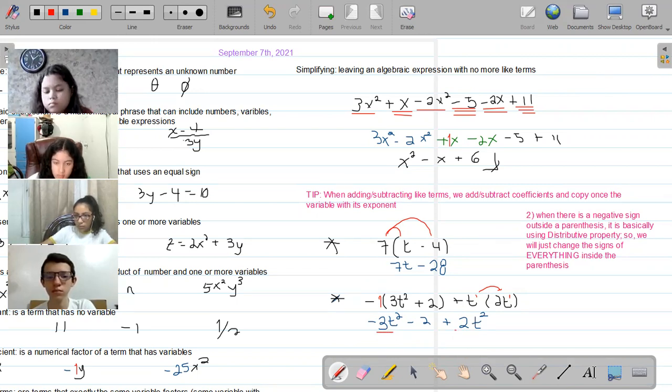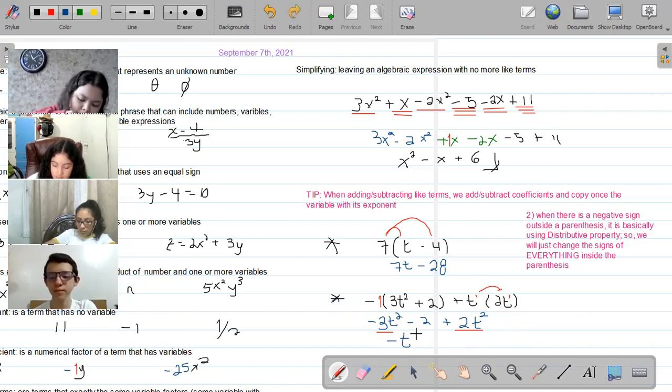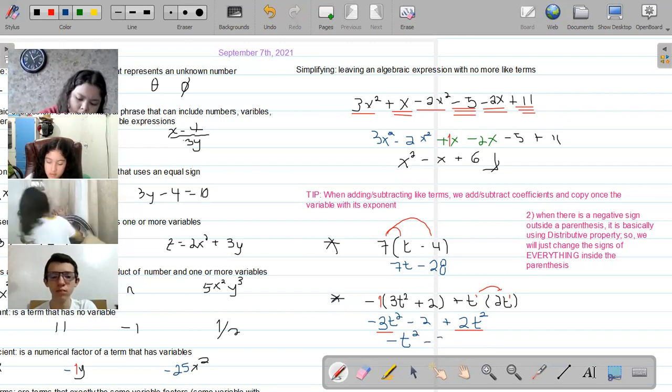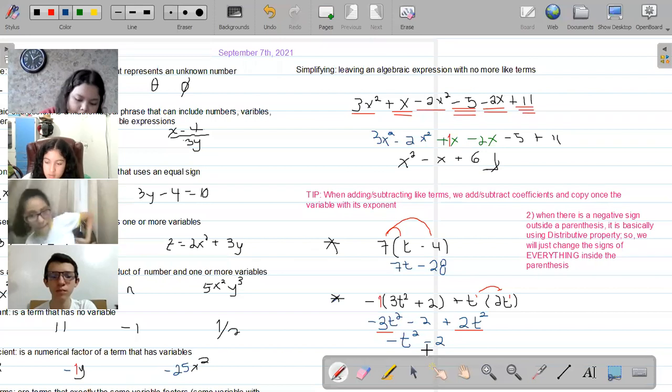I have this and this that are like terms. So I can simplify that. Negative 3t squared plus 2t squared, that's negative. Different signs, I subtract and I keep the sign of the greatest number. 1, which I don't need. And I copy the variable with the coefficient 1 time. And since the -2 has no like terms, I copy -2. And that's it. Basically, that's everything that we're going to see today.